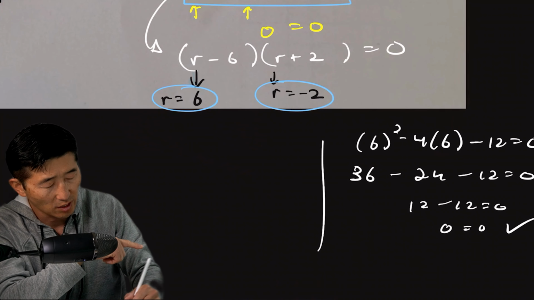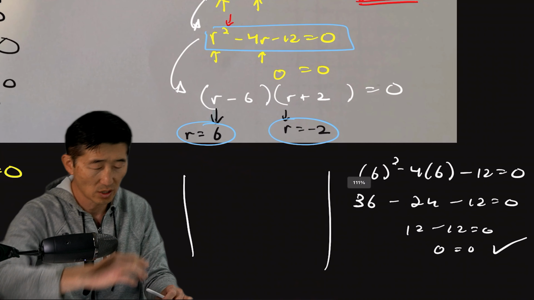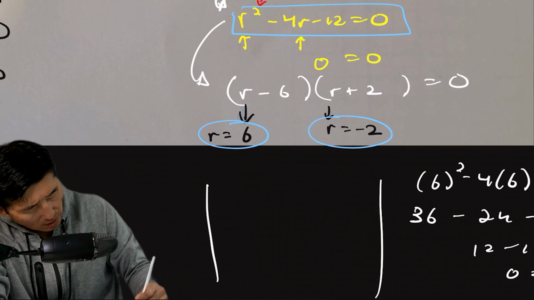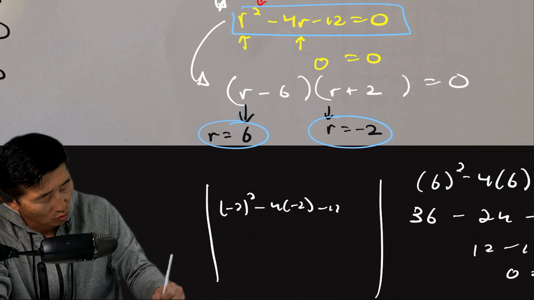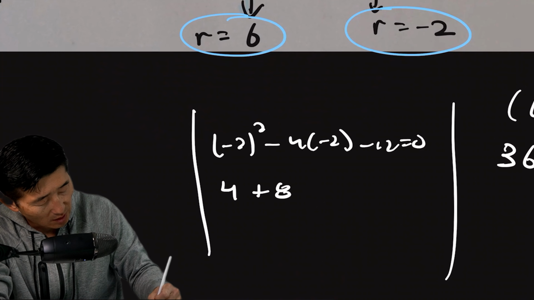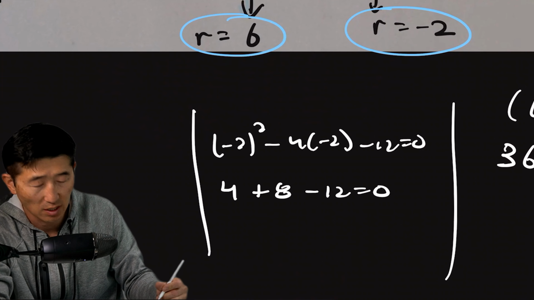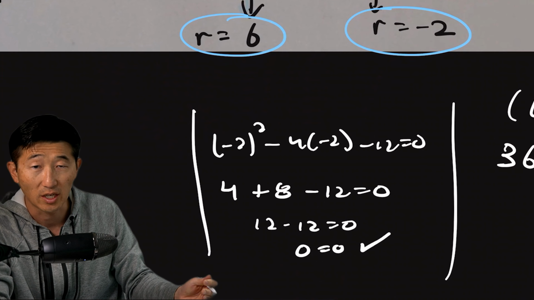And then if I plug in R equals negative 2, I'm going to plug that into this equation. We're going to get 0 again. Negative 2 squared minus 4 times negative 2 minus 12 equals 0. So that's 4 plus 8 minus 12. 4 plus 8 is 12. There you go. You get 0 again, so check, it works out.